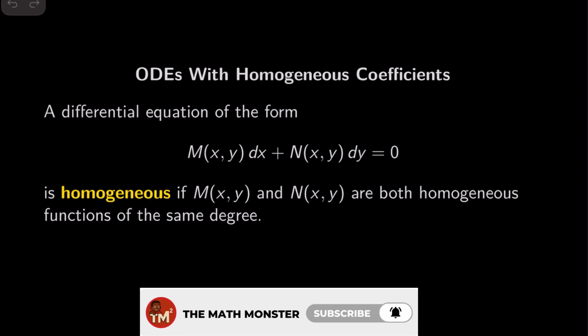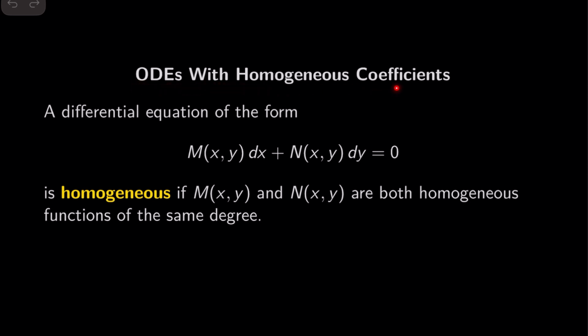In this video, we learn about solving ODEs with homogeneous coefficients. A differential equation of the form M(x,y)dx + N(x,y)dy = 0 is homogeneous if M(x,y) and N(x,y) are both homogeneous functions of the same degree.